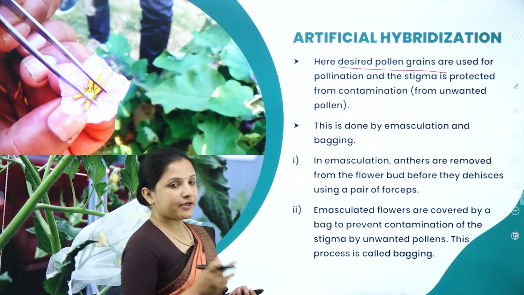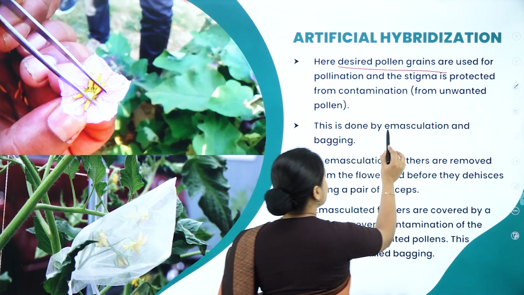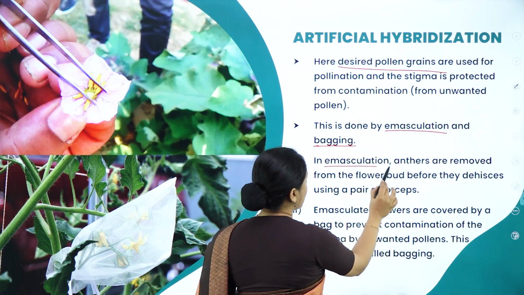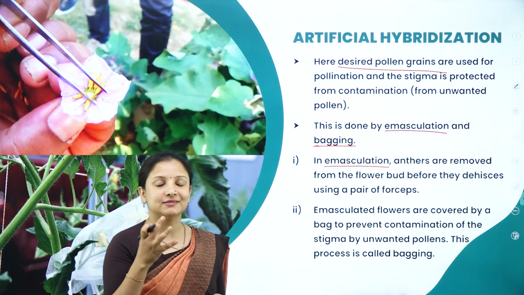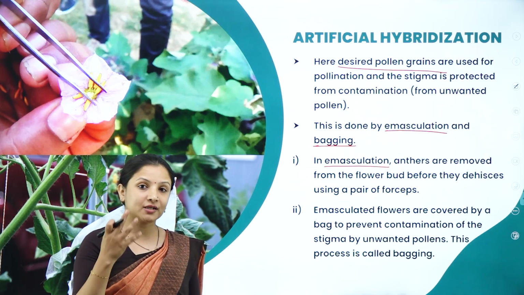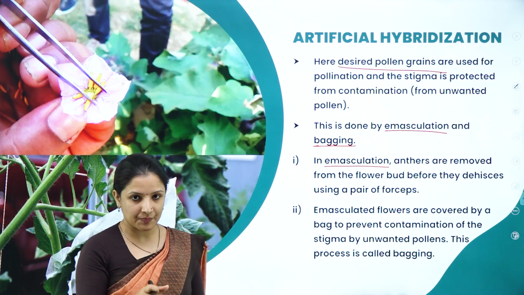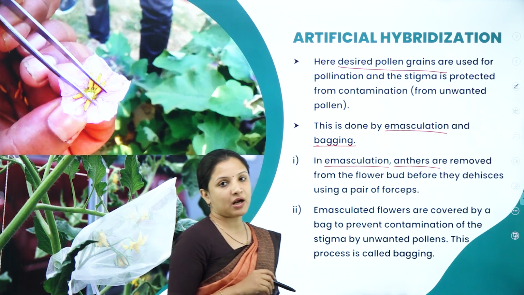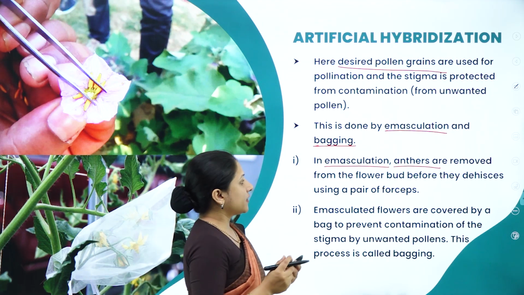This is done by two important processes. One is emasculation and bagging. Emasculation means masculine, something related to the male. So what is removed there? E means removal of something. So here anthers are removed. The male reproductive part of the flower, the anther, is removed from the flower bud.